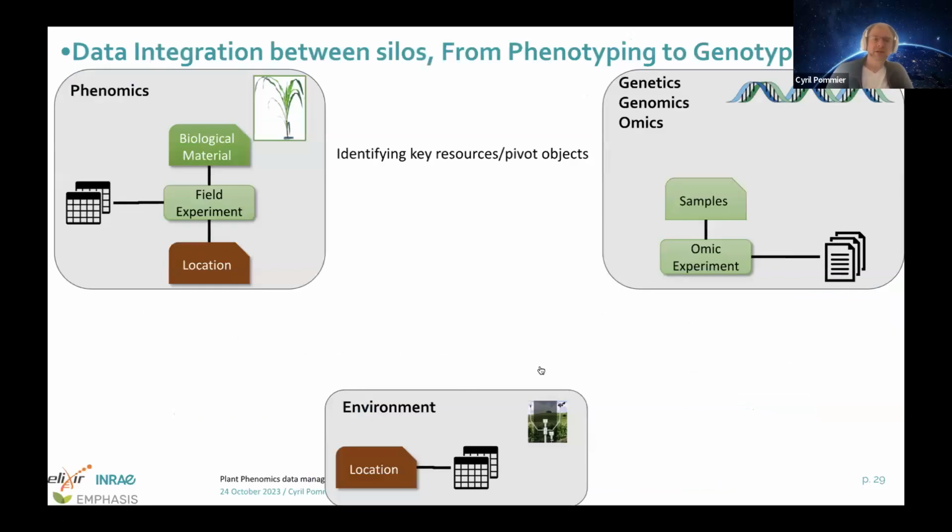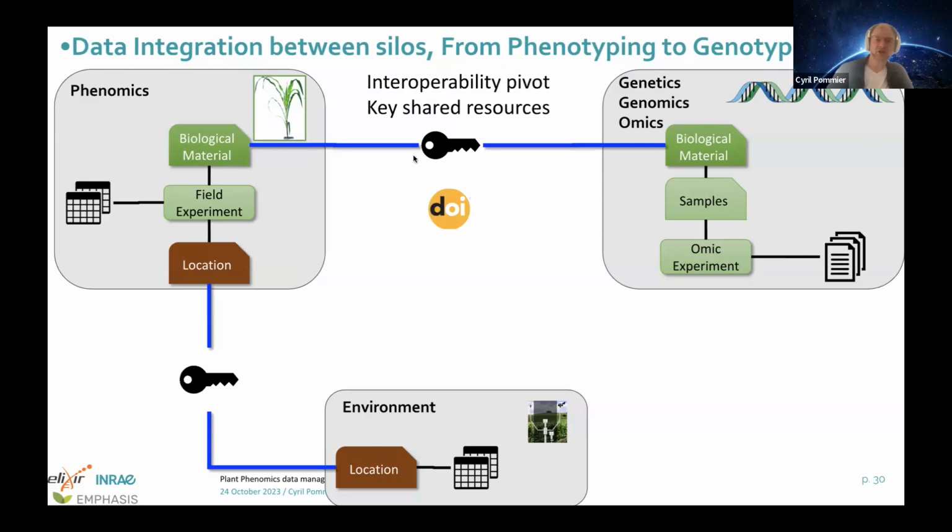Finally, what I would like to say also is MIAPPE allows to have data integration between silos from phenotyping to genotyping. Indeed, in Phenomics, we've got biological material, field experiments, and in genetic genomics and omics in general, we've got also this biological material representation and identification. And by spotting those two, we are identifying key resources, pivot objects that are shared between the two, and that can be used for integration, for linking, especially if we are using the same standard between the two.